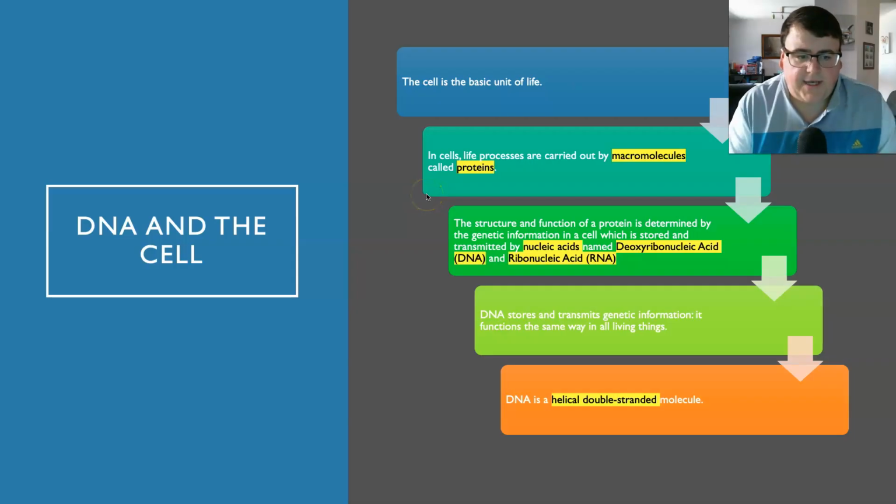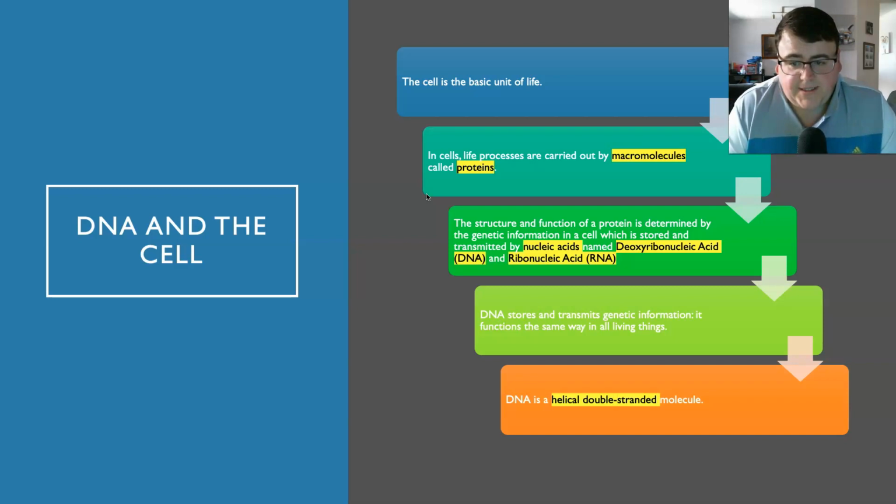So, DNA and the cell. What we understand from biology in the previous years you've studied, year 8, 9, 10, 11, is that the cell is the basic unit of life. All living things are made up of cells. And inside those cells, all of the life processes are carried out by macromolecules, and those macromolecules are called proteins. Now, a macromolecule, if you break down the word, macro means large, so large molecules. In biology, there's a lot of that. You need to understand the meaning of words. So, proteins are large molecules that carry out the life processes inside of cells.